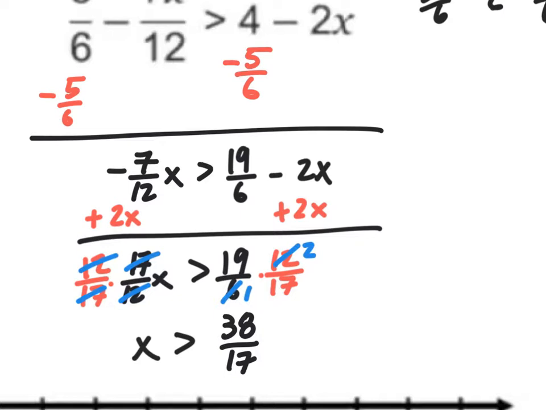Now 17 is a prime number. It does not divide evenly into 38, but let's just get a decimal approximation and divide that by 17. We're also going to say that x is greater than about 2.24.